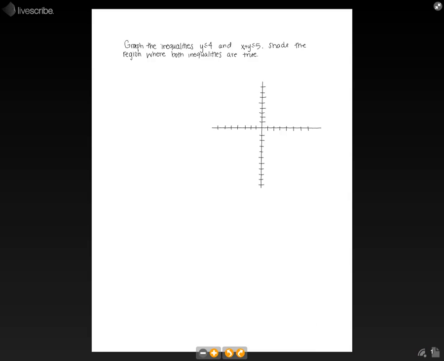In this pencast, we're going to graph the inequalities y is less than or equal to 4 and x plus y is less than or equal to 5. Then we're going to shade the region where both inequalities are true. So we're first going to start by graphing our two lines.